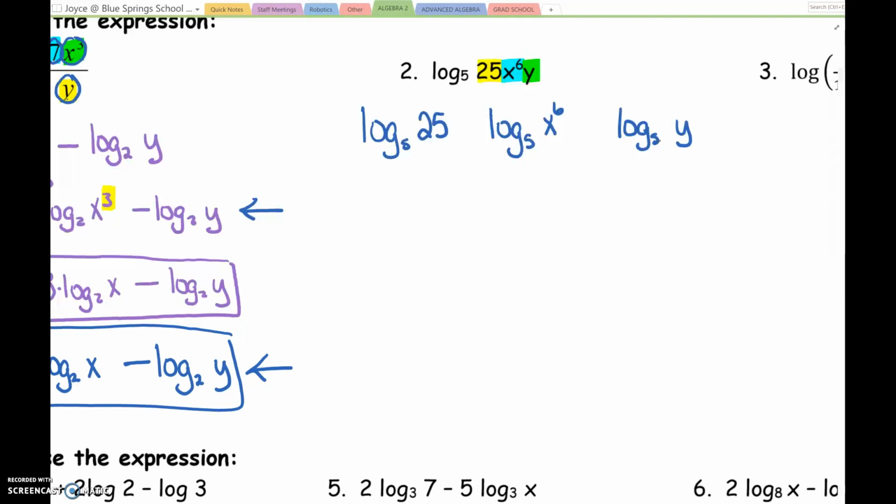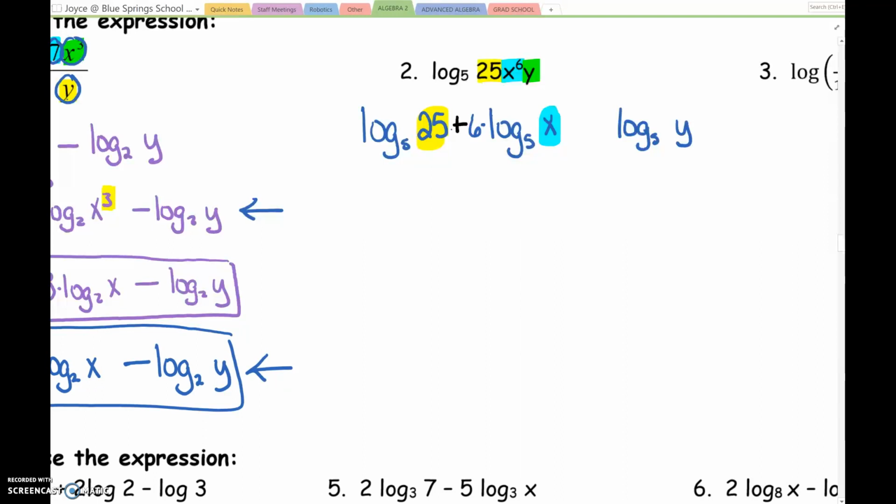Is there anything else we can do before we put the pluses and minuses in? The exponent of 6, you can erase the exponent of 6 from here and move it into the front. So this is 6 times the log base 5 of x. 25 was on the top, so that log needs to be positive. It is. X to the 6th was on the top, so that log needs to be positive, so put a plus in front of that log.